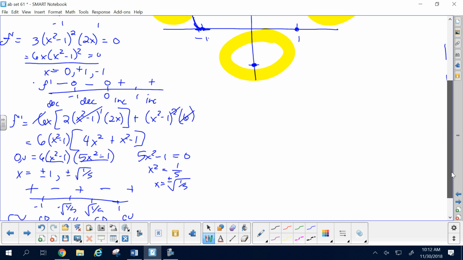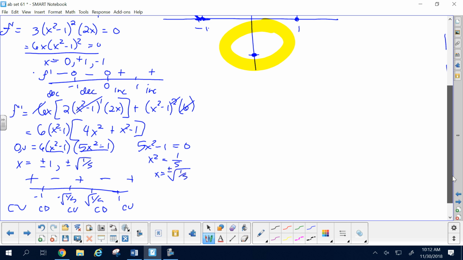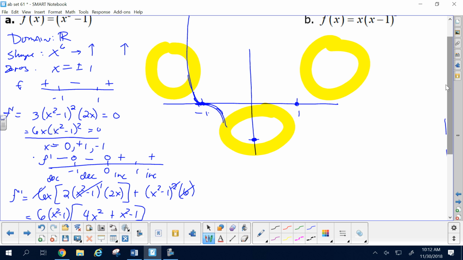It turns to decreasing, concave down. So decreasing, concave down, until it gets to square root of -1/5. Or negative square root of 1/5, rather. Sorry. At that point, it's still decreasing, but now it's concave up.